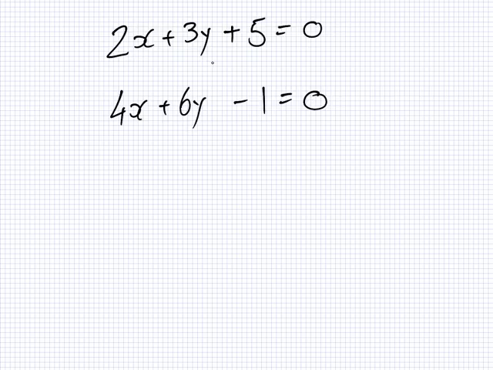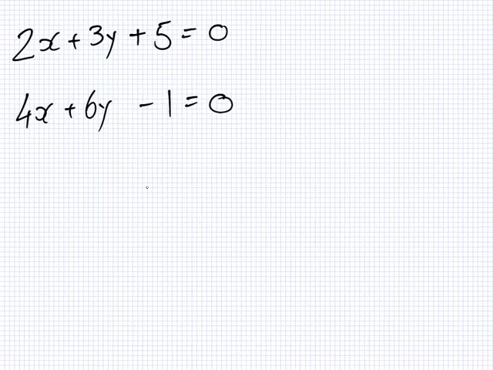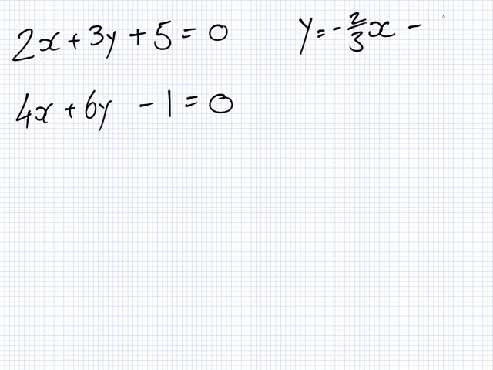The first one, I hope everybody realized they should rearrange it, make y the subject. So here, you get y equals minus 2 over 3x minus 5 over 3. And this one you should get the same, y equals minus 2 over 3x plus 1 over 6, when you rearrange it. So you can see that they have the same slope. So they're definitely parallel.